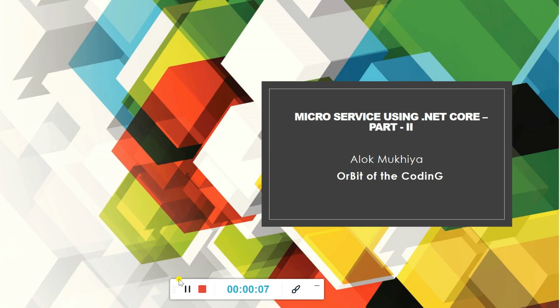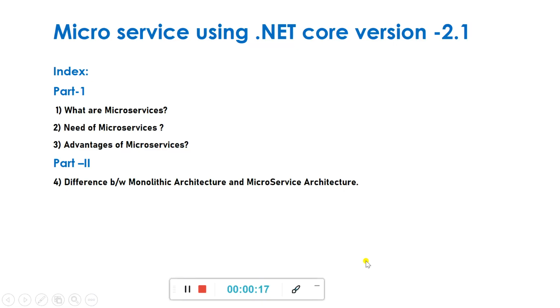I am Alok Mukhya and today I am going to present microservices using .NET Core Part 2. In the first part, I explained what microservices are, the need for microservices, and the advantages of microservices. If you haven't watched part 1, then visit part 1. After that, I'm going to explain the difference between monolithic architecture and microservices architecture.